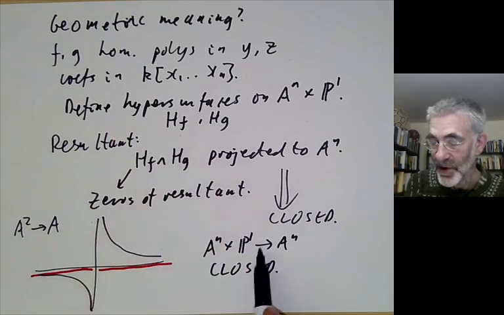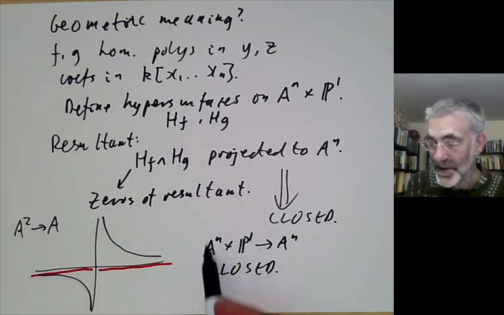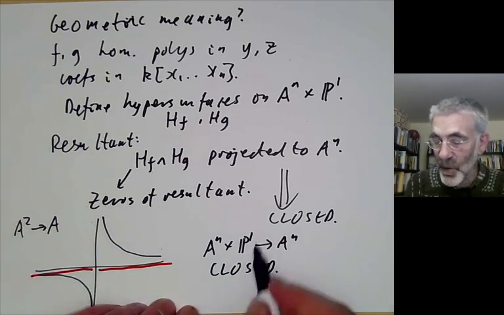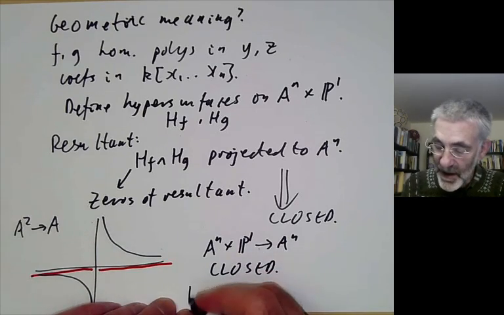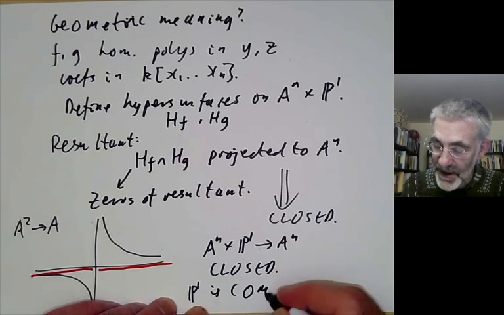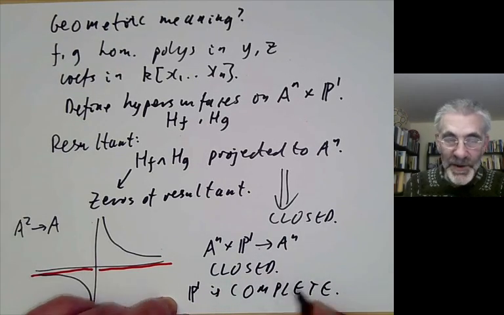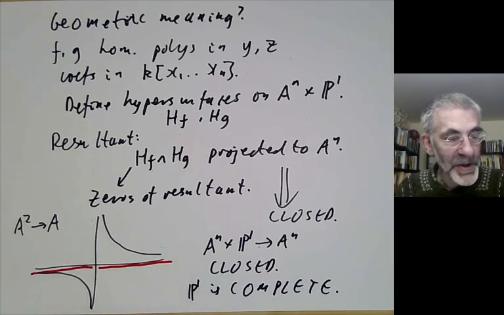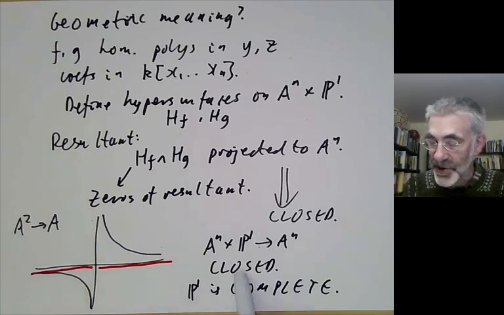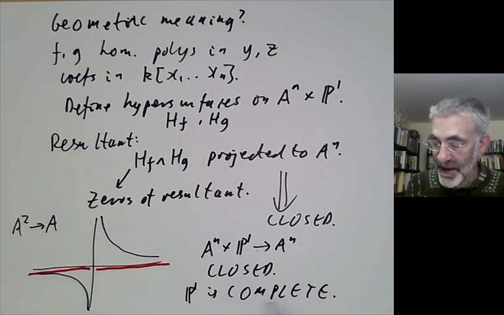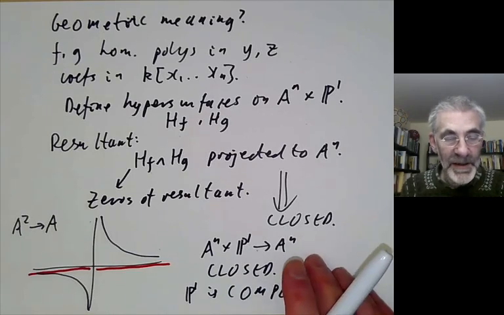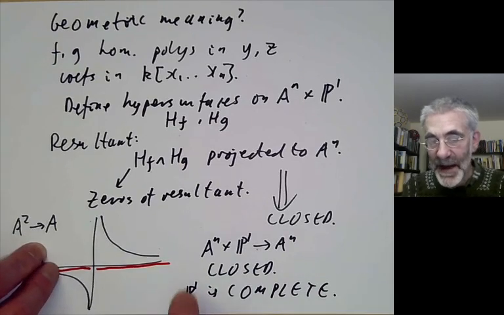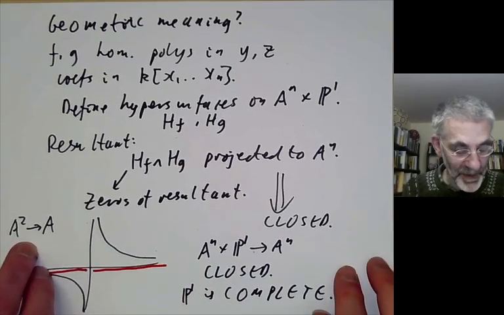With a little bit more work, you can show that the image of a closed set here in A^n is actually closed. And this is a very important property of one-dimensional projective space. We say P^1 is complete, which is a sort of algebraic analogue of being compact. So an important application of the resultant in algebraic geometry is to show that one-dimensional projective space is a complete variety. And more generally, by pushing this a little bit harder, you can show that n-dimensional projective space is also a complete variety.